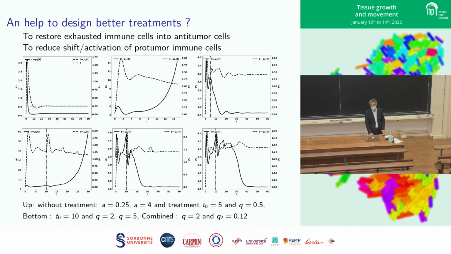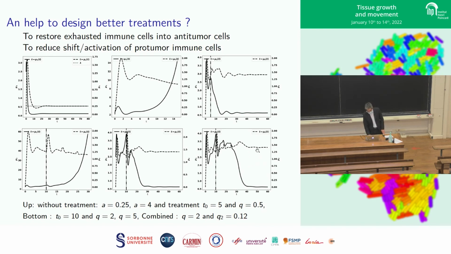So this is the situation. The treatment starts at 10, later than here, but the dose is 10 times what it was here. And you are able to restore the equilibrium. But maybe it raises the issue of the toxicity of the treatment. So maybe you are killing the patient because the dose is too strong.